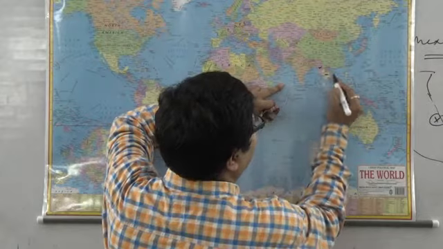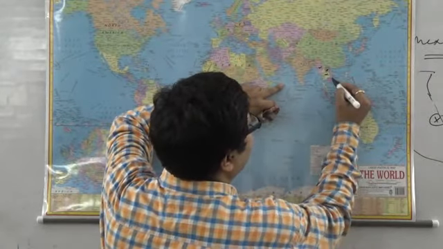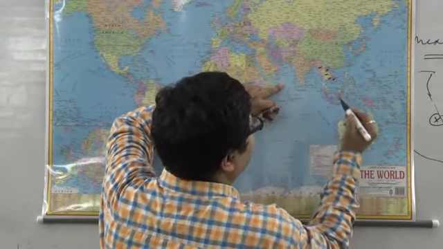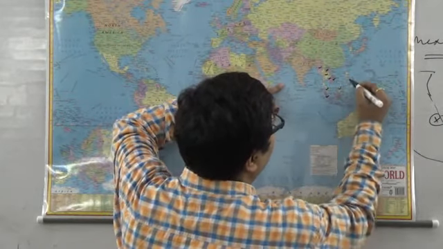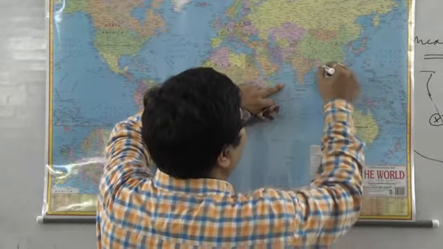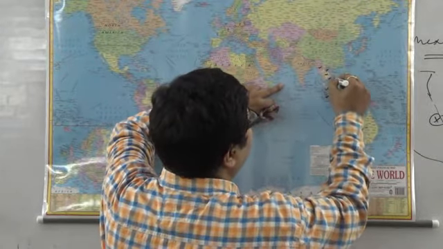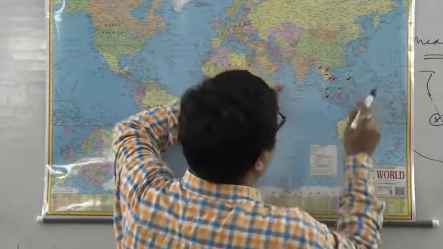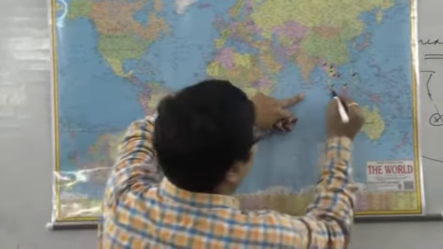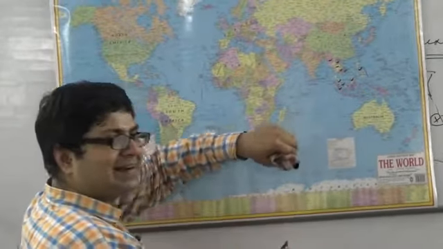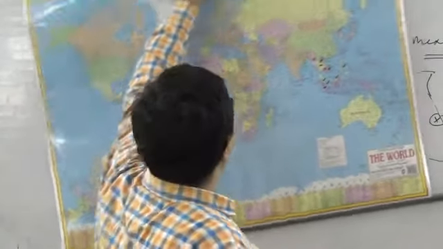Myanmar, Thailand, Laos, Cambodia, Vietnam, Malaysia, Indonesia, Brunei, Philippines. 1, 2, 3, 4, 5, 6, 7, 8, 9, and 10 is Singapore. These 10 countries. So ASEAN is a grouping of these 10 countries with which we have a very cordial trading relationship.